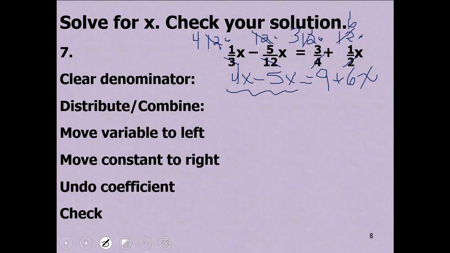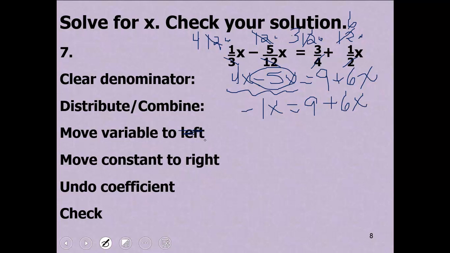I have different signs, so I take their difference, which means I subtract. Difference means subtract. So 5 minus 4 is 1. Now, what do I have the most of? Do I have more negatives or do I have more positives? Look, I have more negatives. So that's a negative 1x is equal to 9 plus 6x.